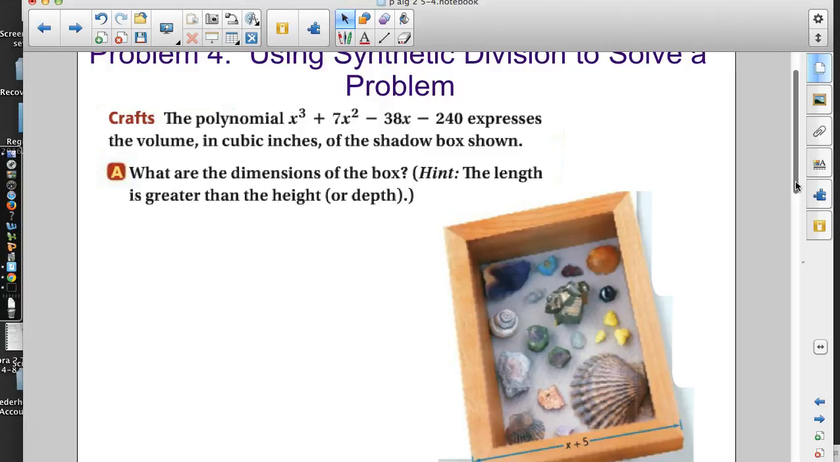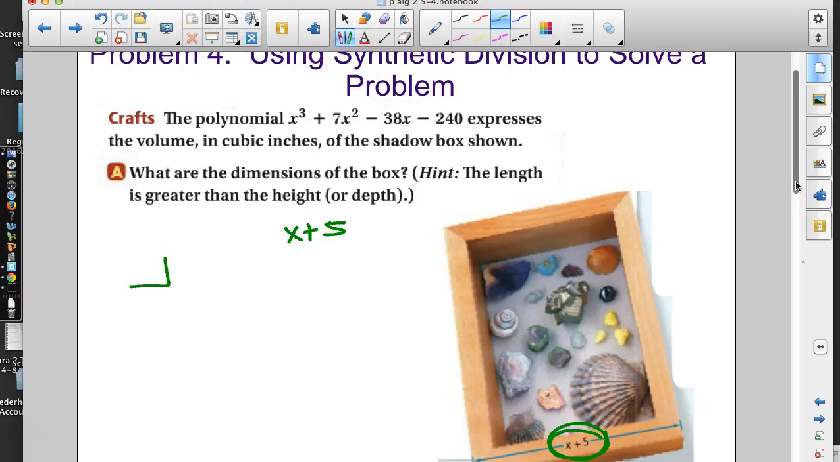Uh-oh. How are we supposed to know? The length is greater than the height or the depth. Okay. Oh, wait a minute. There's a hint. There's a little x plus 5 down here. Can you see that on yours, or is it too dark? A little x plus 5 down there. Well, hey, if we know that one, can't we work our way down to a quadratic? And maybe we can factor it. Magic.